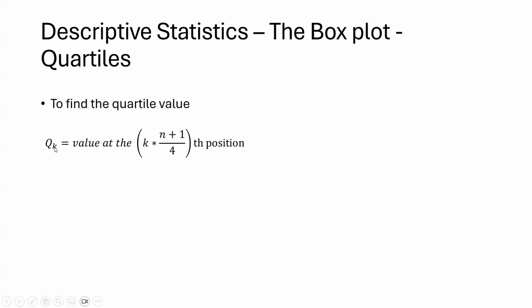And when we replace K by 2, Q2 is median, we know, and here it will become, we have a 2 here, we have a 4 here, these cancel out, and we are left with n plus 1 divided by 2, which is exactly the expression to calculate the median position. So this gives us the position.